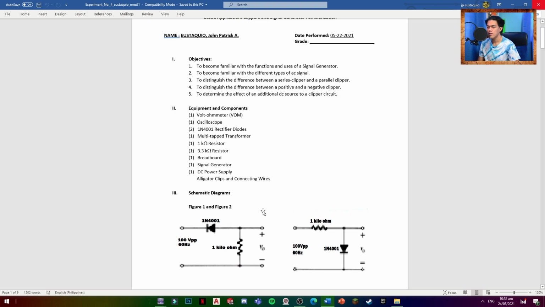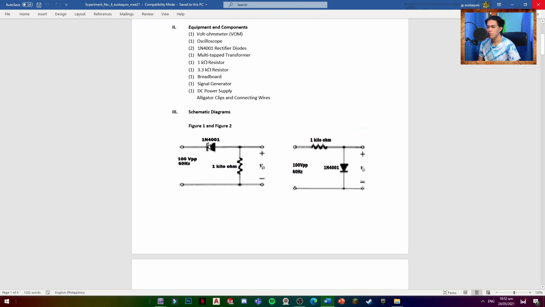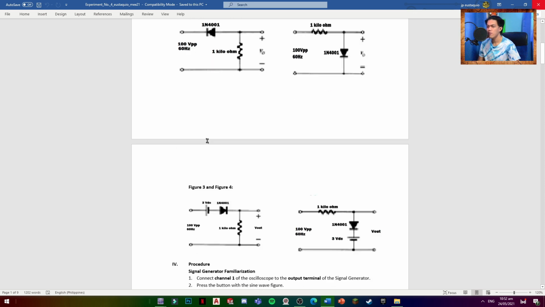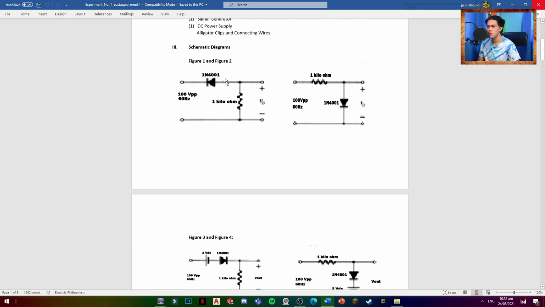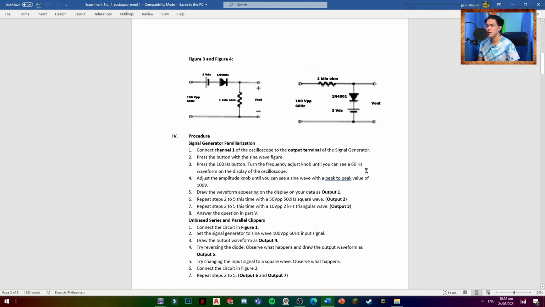And here are the schematic diagrams. We are given 4 figures: Figures 1, 2, 3, and 4. So here are the procedures. Here's the procedure for signal generator familiarization.